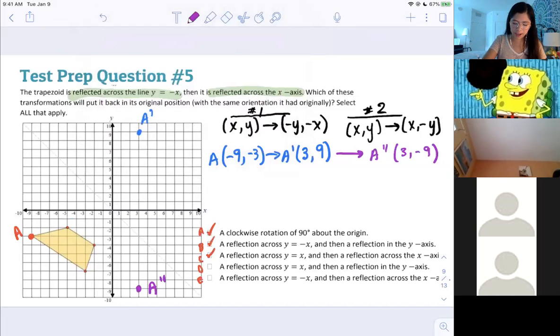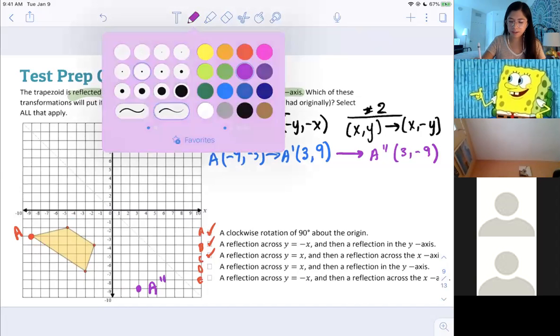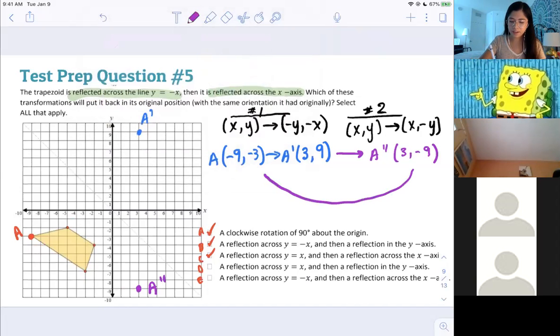Very quickly looking at A, 90 degrees clockwise goes this way. That's the same thing as 270 degrees counterclockwise. You could quickly check with your rule to see if that would line up, because you're trying to go from 3, -9 to -9, -3. And that does follow the rule for a 270-degree counterclockwise rotation.